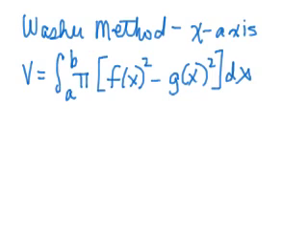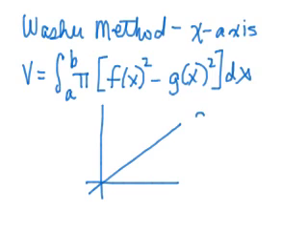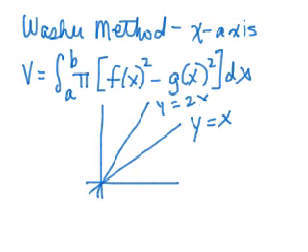So let's go back to the picture that I had. Let's call this one y is equal to x, just because it's easy to use. And we'll call this one y is equal to 2x. And then we'll make this vertical line x is equal to 2. So your problems will say find the volume of the solid generated by revolving the region around the x-axis.